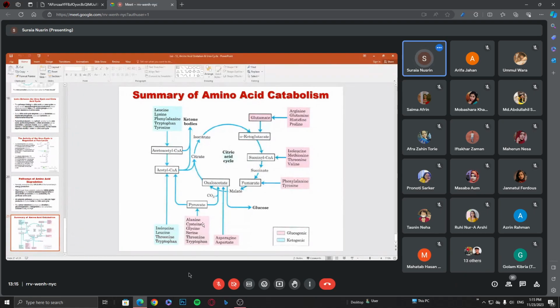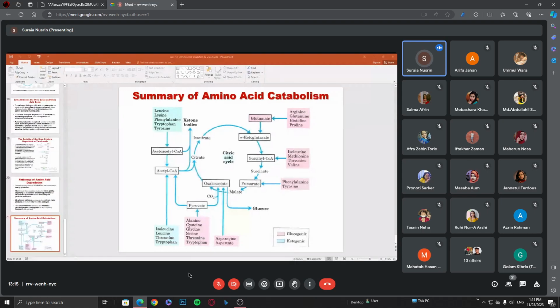Okay, but individually you have to work on your assignment about the whole thing, how all these 20 amino acids, what is ultimately happening to them. They are catabolized or they are used to synthesize glucose or ketone bodies. In the assignment you have to incorporate everything. Is it clear? Does anyone have any questions? Okay, in the next class, inshallah, I will tell you the groups as well as assign the particular amino acids.